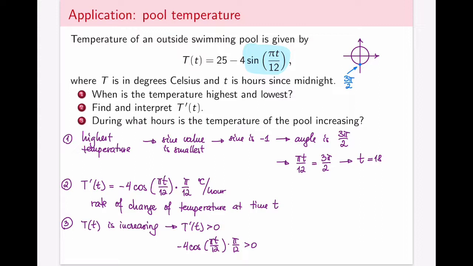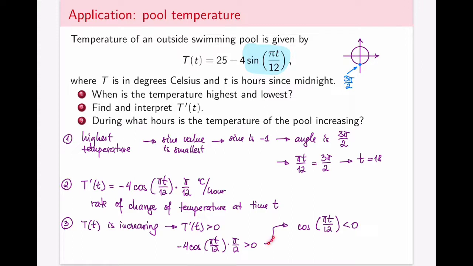So I can multiply everything by -1/4. This will flip my inequality sign. And I can also divide everything by pi over 12. So overall, my expression is going to become cosine of whatever angle I have. Modifying the inside of a trigonometric function is difficult, so we're not going to do that. And then it's going to be less than 0.